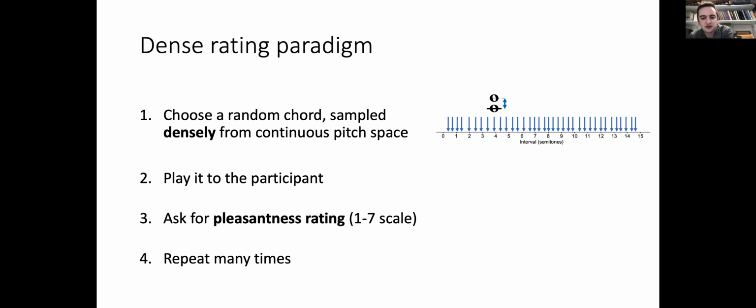And it's a pretty simple paradigm. It's a behavioral paradigm. In each trial, we choose a random chord, and we sample this random chord densely from continuous pitch space. We play this random chord to the participant, and we ask them to rate the chord's pleasantness on a 1 to 7 scale. We then repeat this process many times with different chords and with different participants.